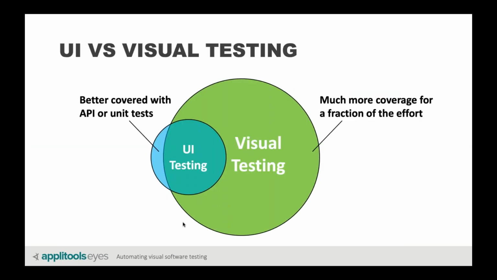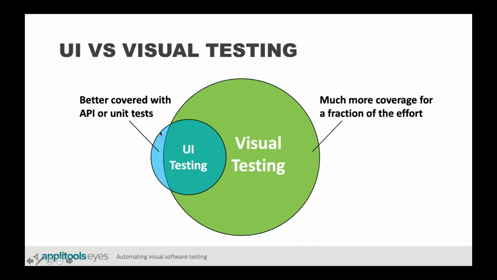Now, in terms of coverage, we can see UI testing on the left here. That is kind of limited when you're doing functional, and it has some gaps. And this is where visual testing kind of overlaps it and adds way more. So you can cover more for less, basically.